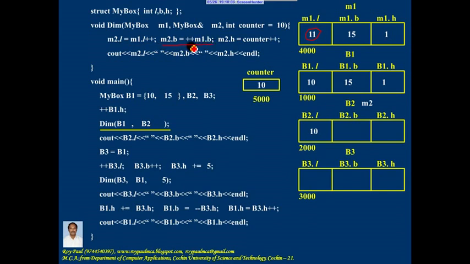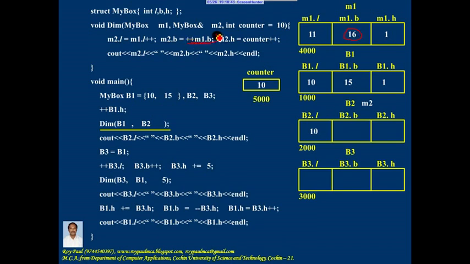Here multiple operators are there because the assignment operator is one operator and this is the second operator. Multiple operators are there, so you need to apply the priority rule, the precedence rule. Now this one is a prefix operator because the operator comes before the variable name. So what is the rule of prefix? Change and use. So first let me change ++m1.b. So this is ++m1.b, 15 becomes 16.